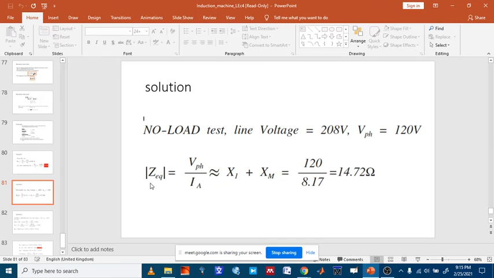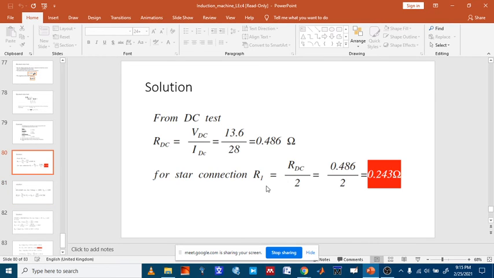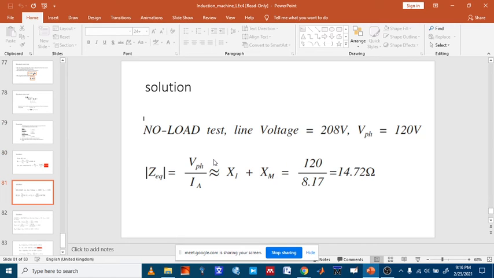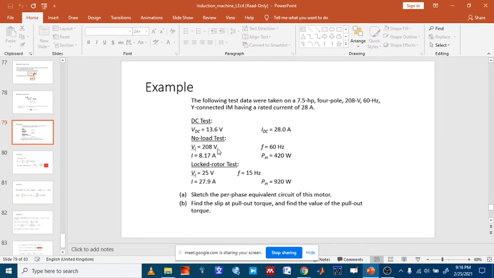No load test. Z equivalent should be equal to V phase over IA. What is the V phase? The line voltage was given to be 208 volts, so you divide by root 3 to get the phase voltage. Dividing 208 by root 3, you get 120. The line current, for a star connection, is the same as the phase current, which is 8.17 amps.